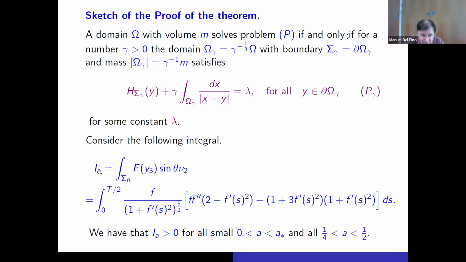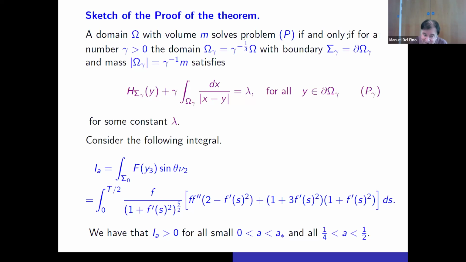It turns out that this integral IA is given by this quantity here. So this quantity is not depending on anything weird. It's only a function of the little f, which is the profile. Yeah, this is a direct computation. What we have is that this integral IA is 0. This is actually not hard to prove.